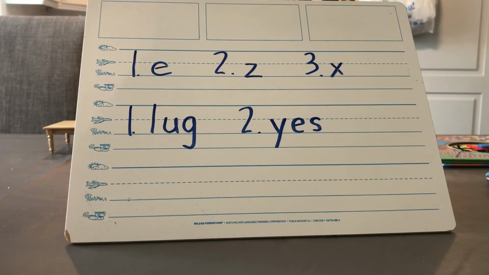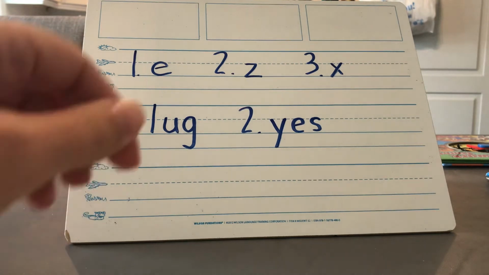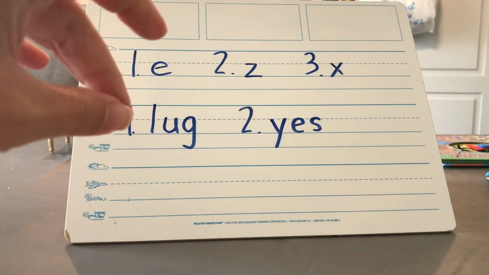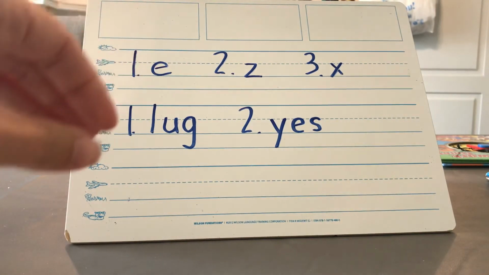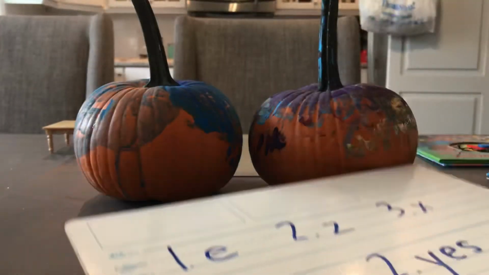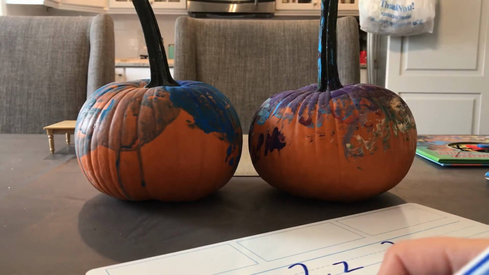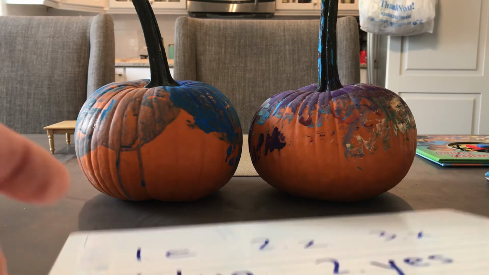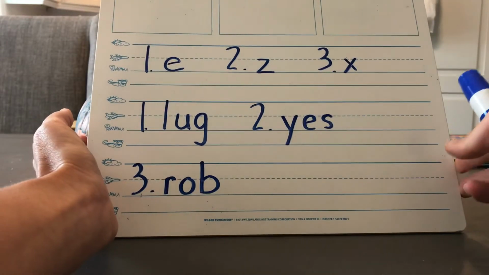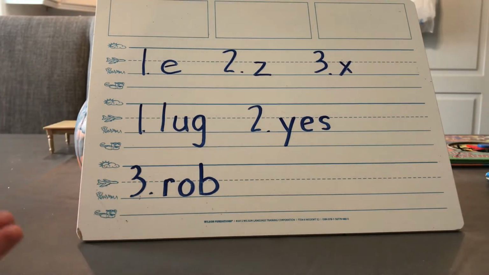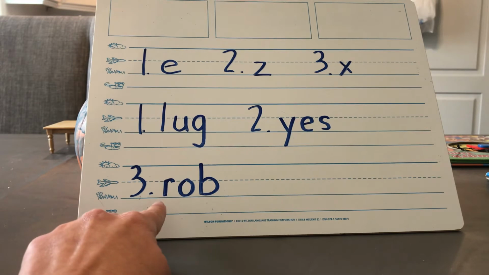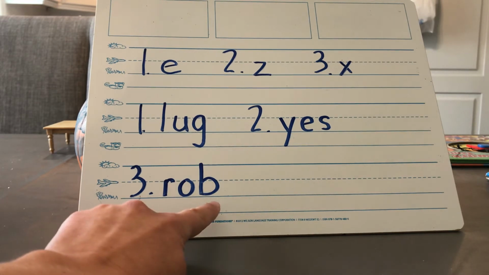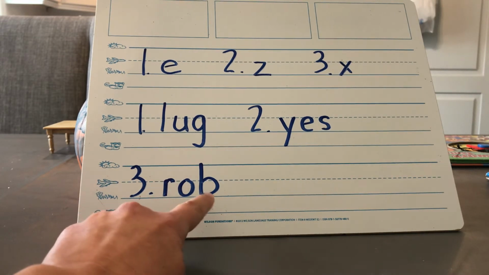Okay, number 3. Rob. Say rob. Let's tap it. R-O-B. Rob. Write the word rob. And this is what the boys and girls will be doing on their test. We say the sound and we say the word, and the boys and girls write it on their own. You should have written R-O-B for the word rob.